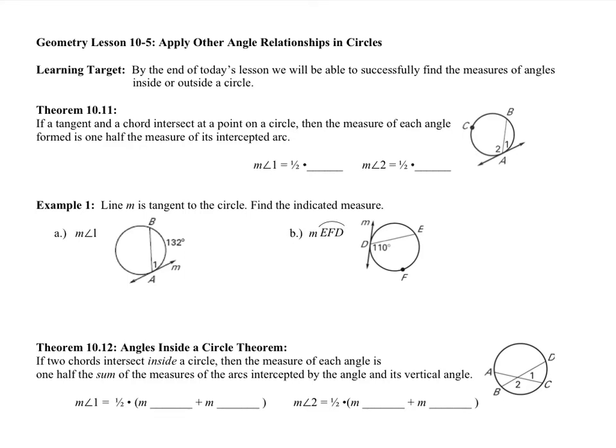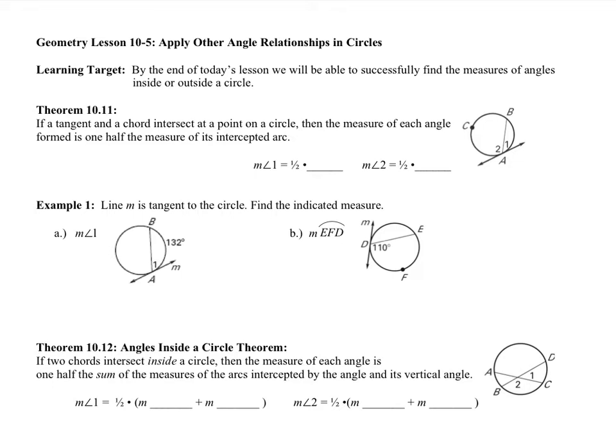Lesson 10-5. Apply other angle relationships in circles. By the end of today's lesson, we'll be able to successfully find the measures of angles inside or outside a circle. First of all, just like the previous lessons, we're going to first focus on the theorems and what they entail, and we're going to also learn how to use them. And in class, I will focus more on the proofs.